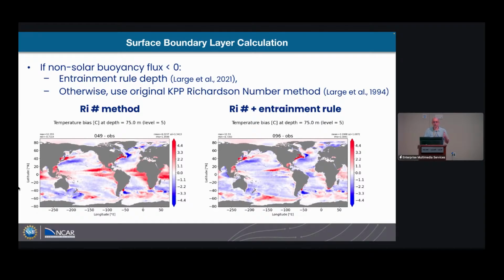So that's what we're using now, a combination of the old KPP 1994 Richardson number-based criteria 0.3, with this new scheme of using the entrainment rule, which uses TKE coming from different components, with different weights. There's the buoyancy, there's the wind forcing, there's the waves, that help us get this better estimate.